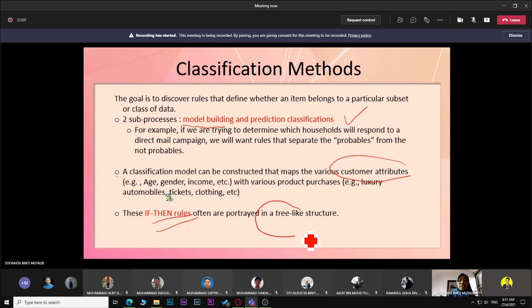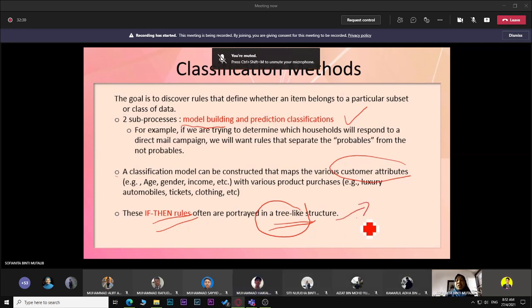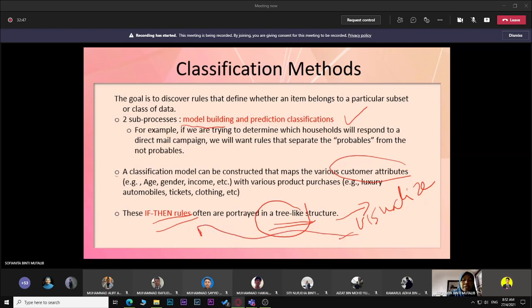And what is the advantage of the tree? What will be the benefit of the tree? Any idea? Easy to see options. Okay, so you can visualize it, and this visualization provides branches until the leaf, which presents the outcome or the target, and this can be presented as if-then rules.